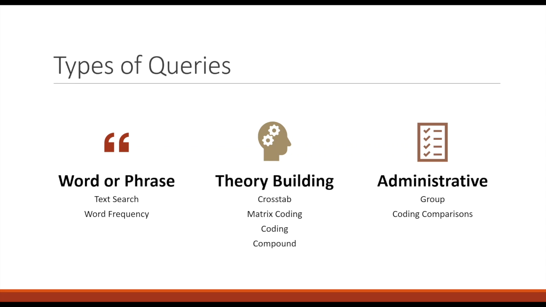There are 8 types of queries in NVivo, and the Qualitative Data Analysis with NVivo text divides them into 3 subtypes. The first category of queries is word or phrase queries. These include text search and word frequency. As the names imply, these types of queries allow you to look at your project or specific elements of your project for particular words or phrases.